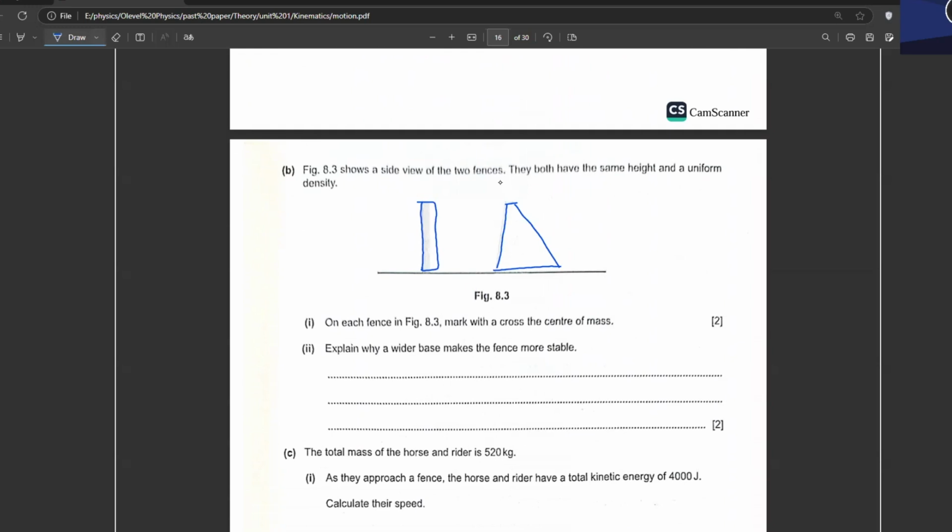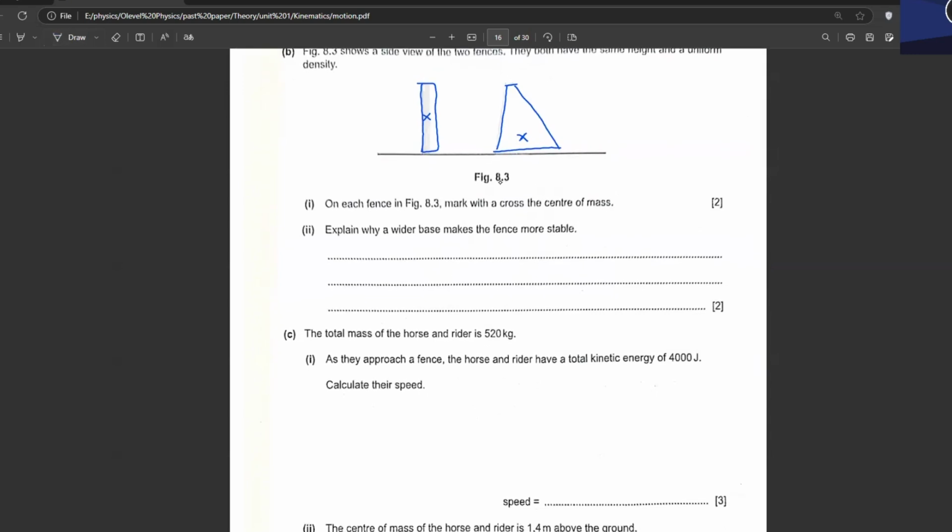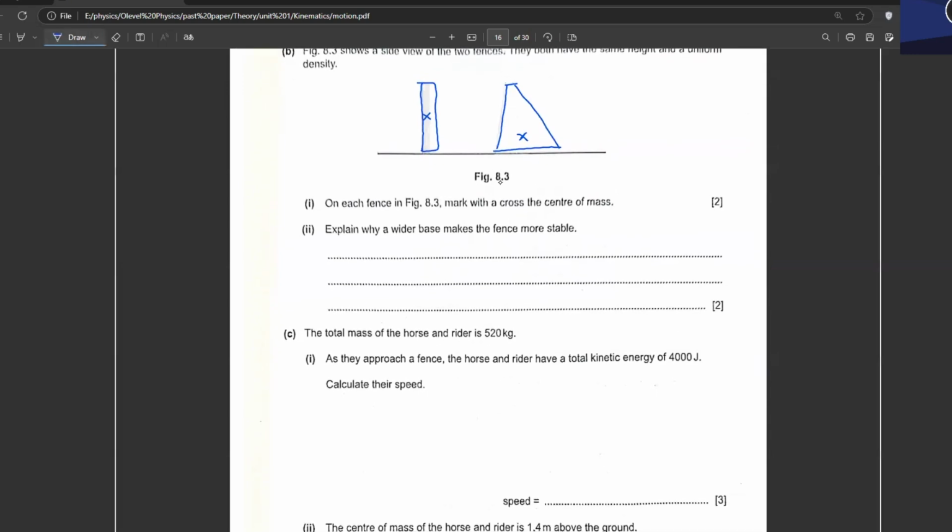On each fence in figure 8.3, mark with a cross the center of mass. So this will be the center of mass, the geometrical center. And the center of mass of the second fence will be lower because much of its mass lies in the bottom part. Explain why a wider base makes the fence more stable.